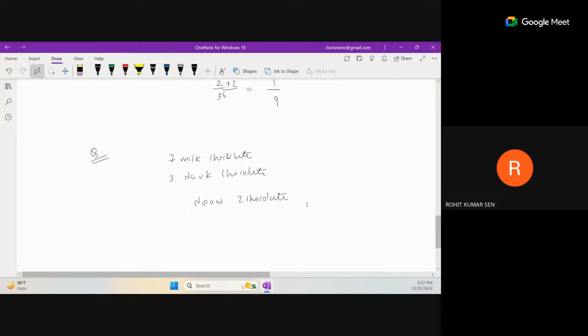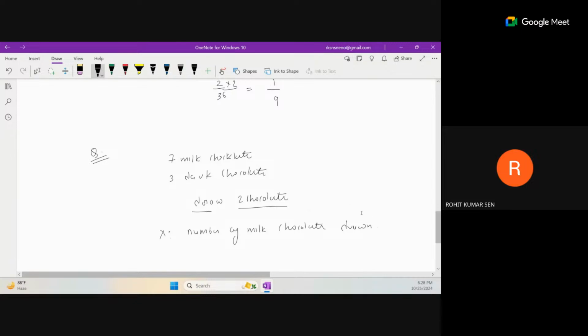Okay, so we are drawing two chocolates. They have also defined a random variable, the number of milk chocolate drawn. You have 7 milk chocolate and 3 dark chocolate, and you are drawing two chocolates randomly. X is a random variable they have defined, which is nothing but the number of milk chocolate.